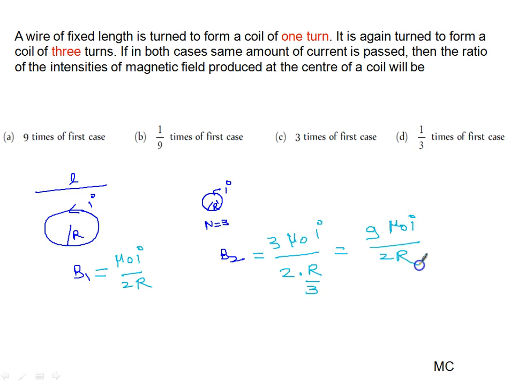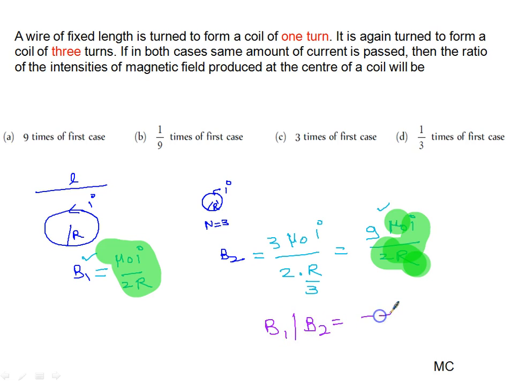upon 2R. Now if you compare this B1 and this B2, I think you will say this is mu naught I upon 2R. Let me change this. You just check it. This is mu naught I upon 2R. Here also it is mu naught I upon 2R. It is visible to you. It means the B1 by B2 can be written as, you can easily calculate.